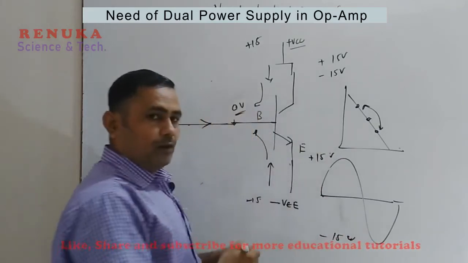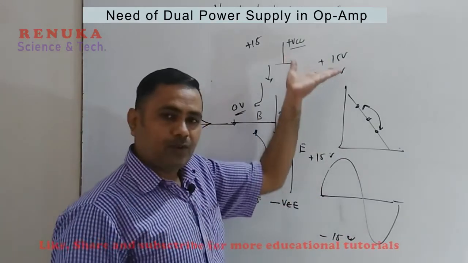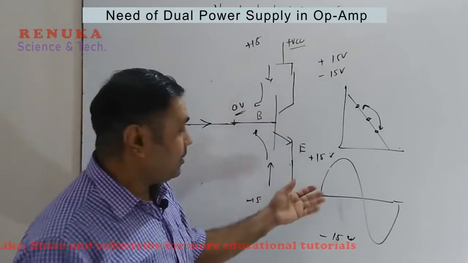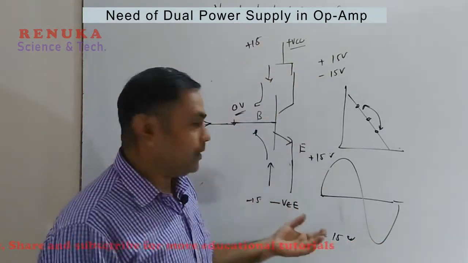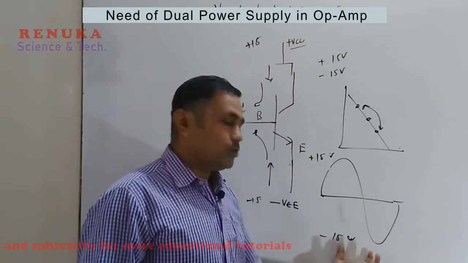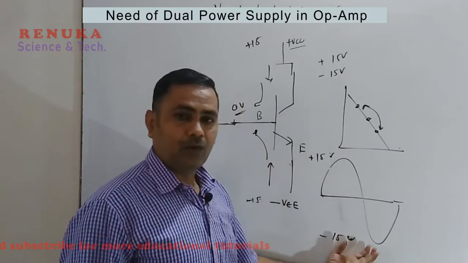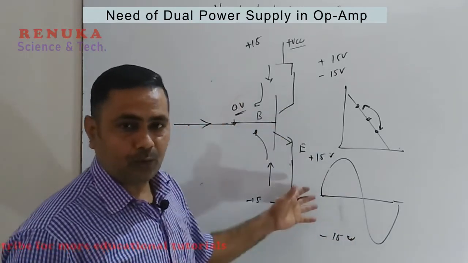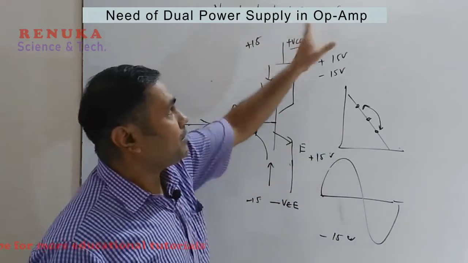That means plus 15 volt toward the positive side, so we can have the maximum output toward the positive side up to 15 volts. So it is getting double. At the same time, minus 15 volt toward the negative side. So the total swing will be 30 volts. So a higher amplitude is obtained at the output. So that is why dual bias supply is needed.